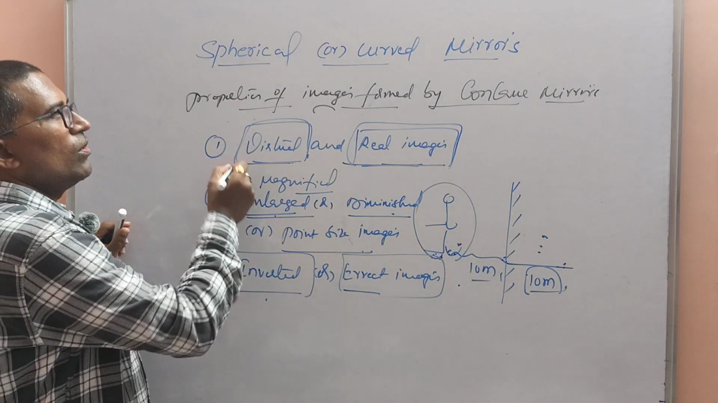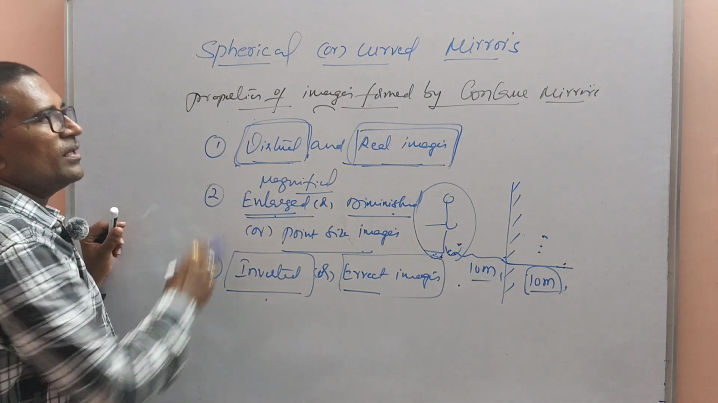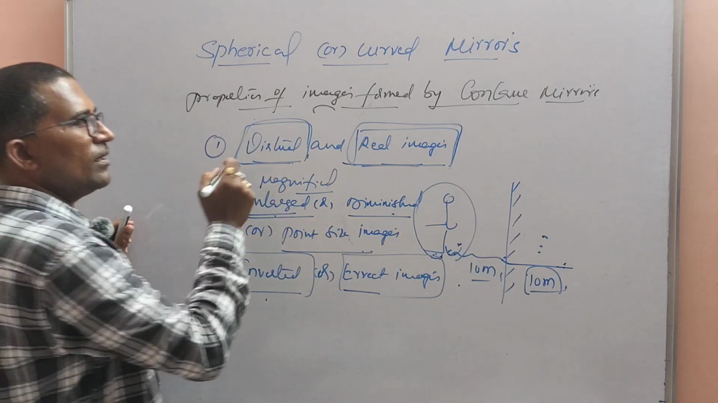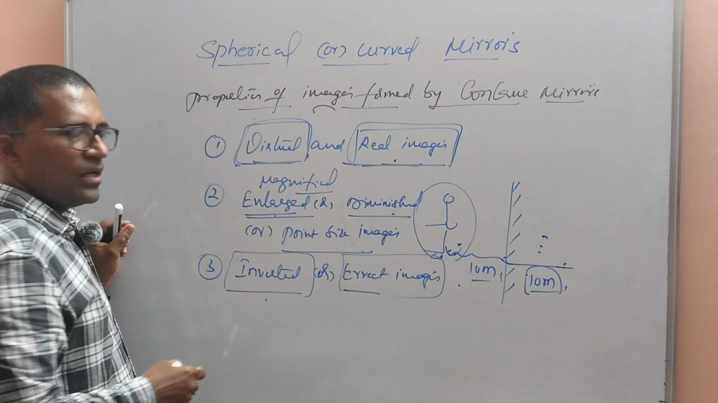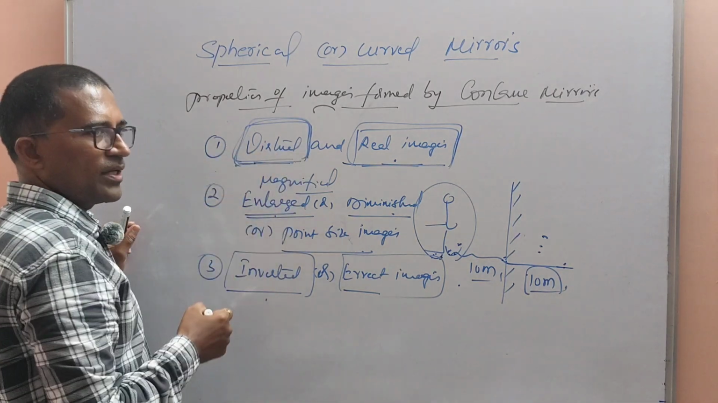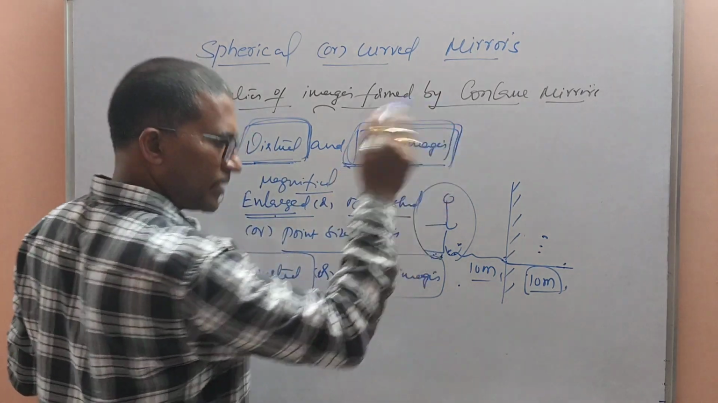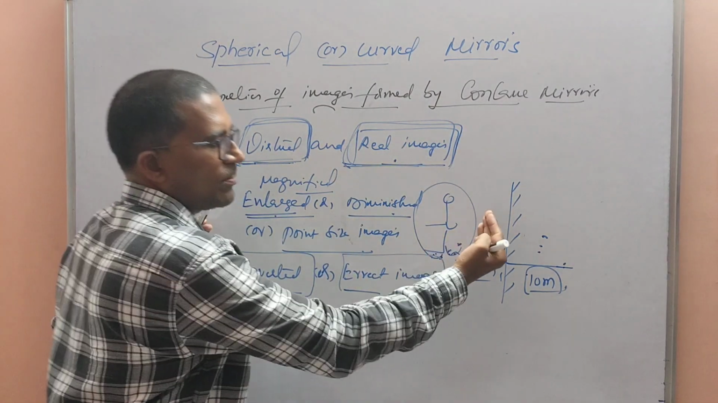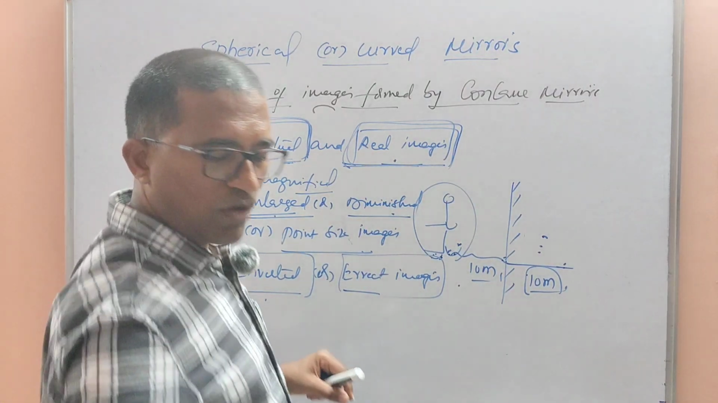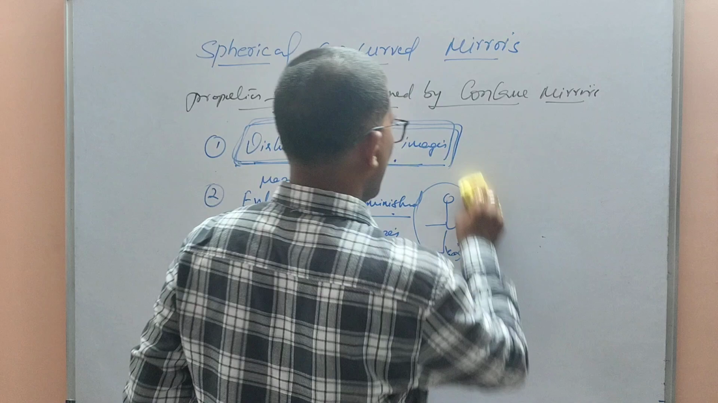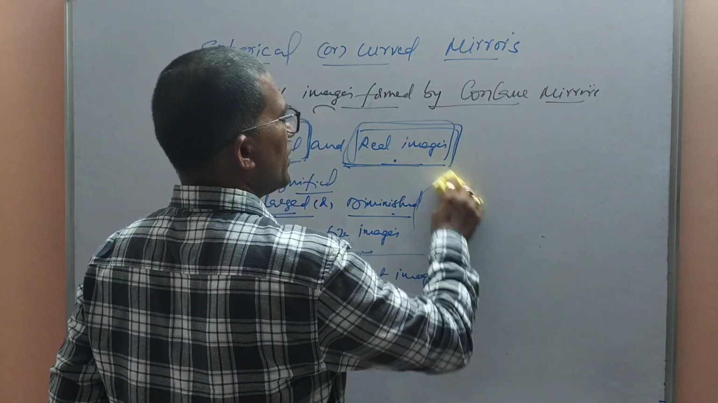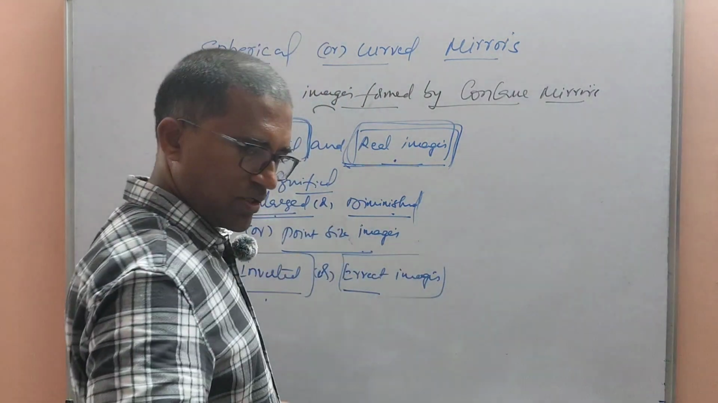Okay, so the properties of the image formed by the concave mirror will be: the images may be virtual or real images. As I already told, what is the meaning of a virtual image? Real image means the image can be caught on the screen. If the image formed is in front of the mirror, then that is called a real image. If the image is formed within the mirror, then it is generally called a virtual image.